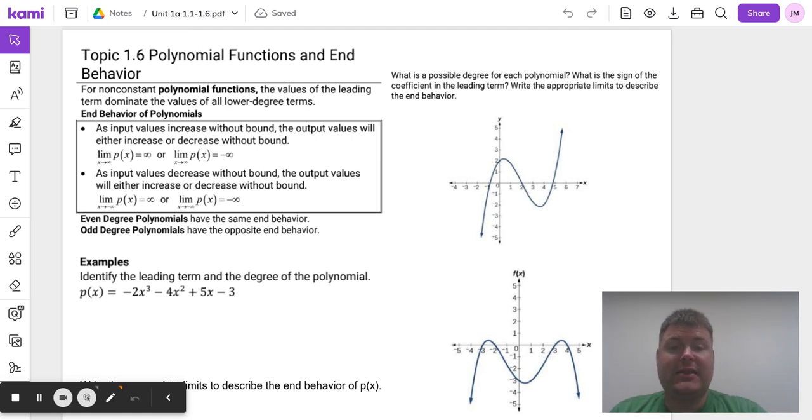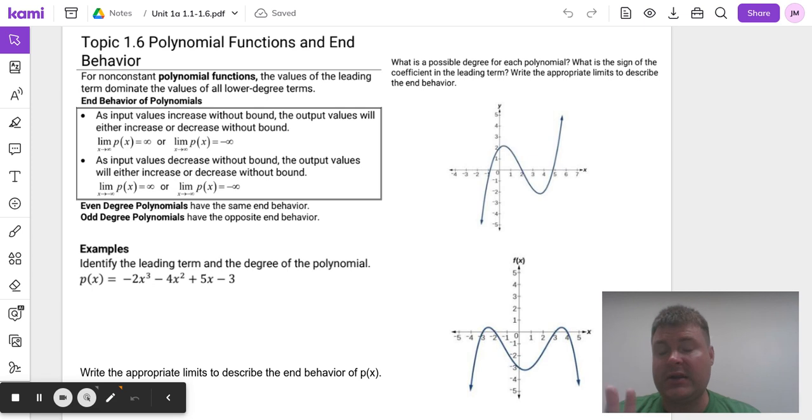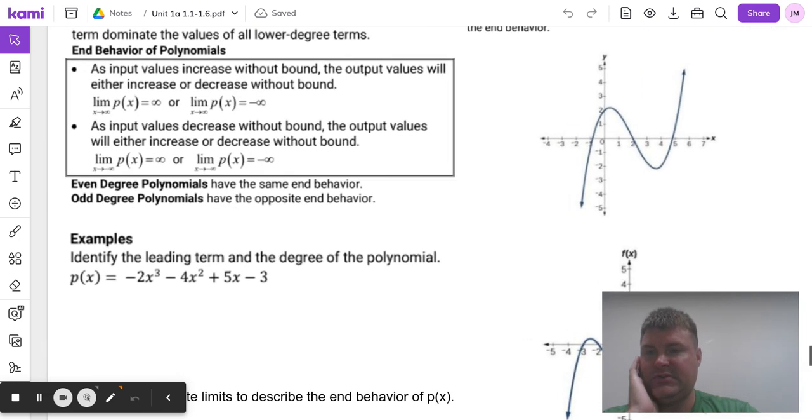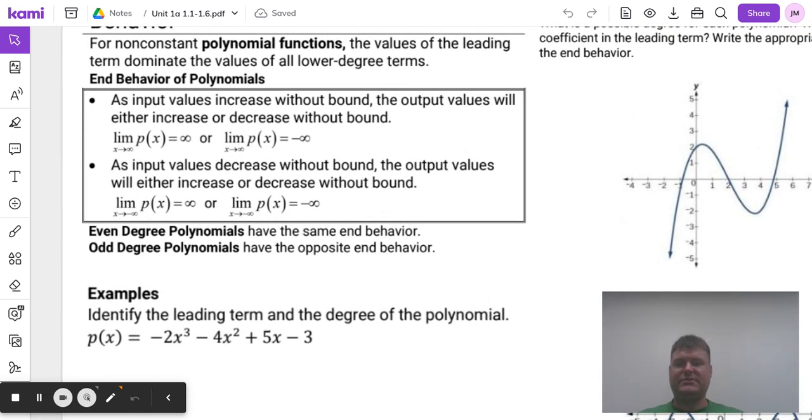So this lesson should be almost entirely review if you've been going through the videos, because we've covered a lot of the stuff already. The only thing that's going to be new is us actually writing our limit notation. And I showed you how to write limit notation in 1.5 day 1. So here we go.